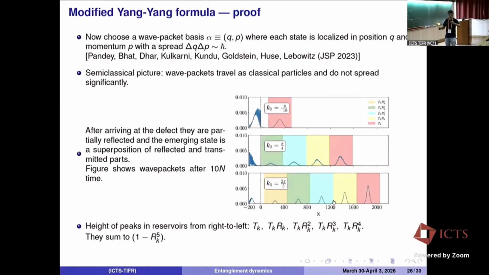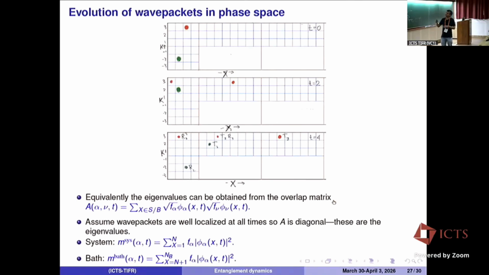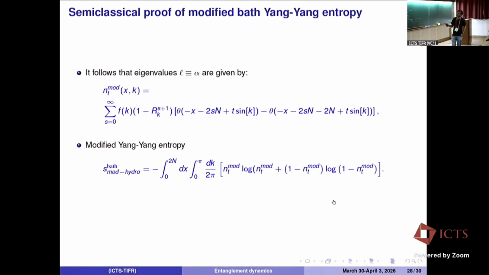But in the reservoir, because there are a number of reflections, this just corresponds to a different number of reflections. But these are still localized, and that's the main idea. So at all times, they are kind of orthogonal. Using this phase space picture, if you construct the correlation matrix, you can pretty much compute the eigenvalues of the correlation matrix exactly. And this is what gives this formula.